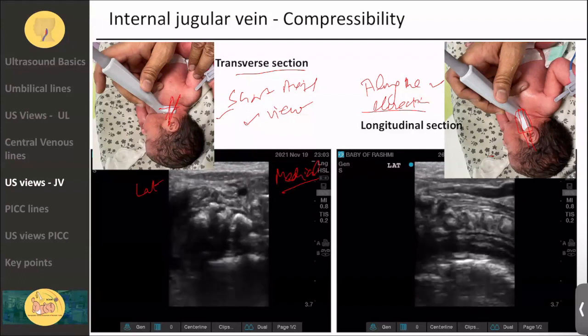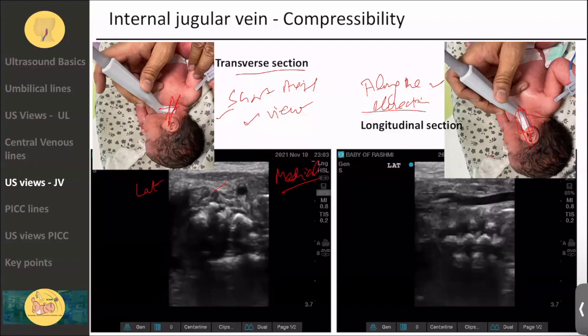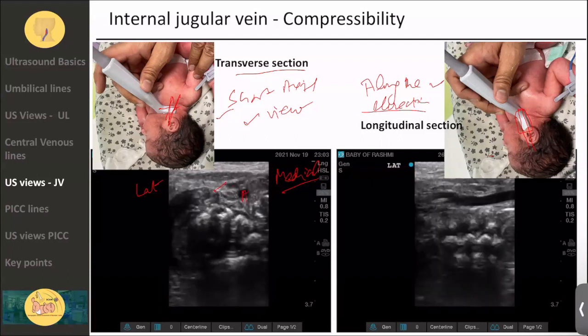So on the lateral side, if you see, then when I'm pressing it, it is compressing. This vessel is the compressible vessel, and this vessel is not the compressible vessel. So this is the vein and this is the artery. This is the artery and this is the vein. So that's how you sense it.